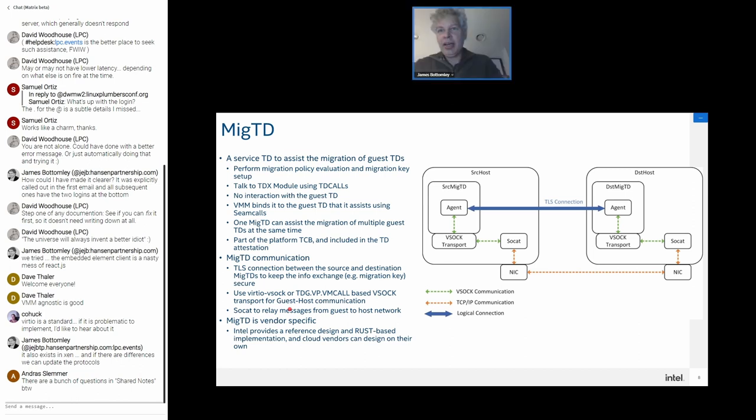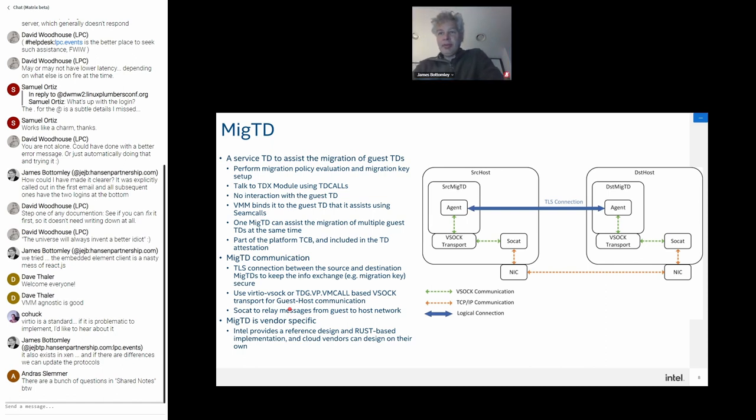Why, at the bottom, do you say Intel provides a reference design, but the cloud vendor is supposed to do it all? At the bottom of this, you say Intel provides a reference design. You say the MIG-TD is vendor specific, and that vendor seems to mean cloud vendor, right? Are you expecting every cloud vendor to write their own? Because in open source, we'd rather receive it from somebody else.